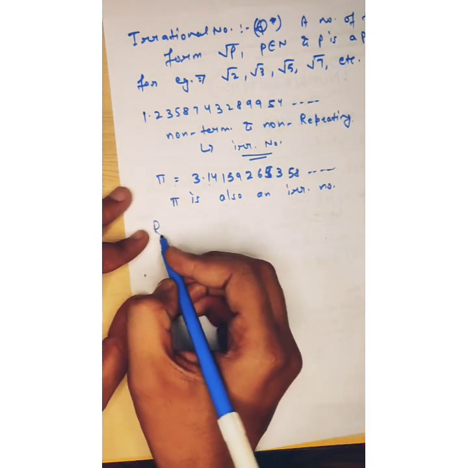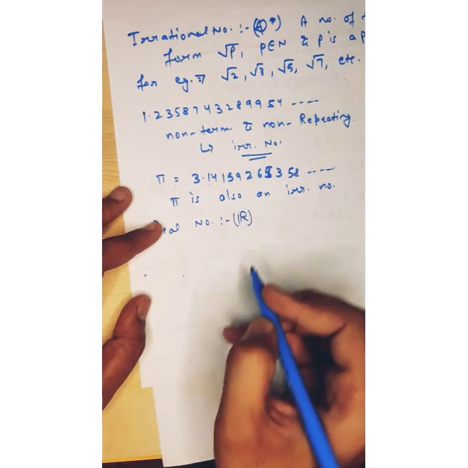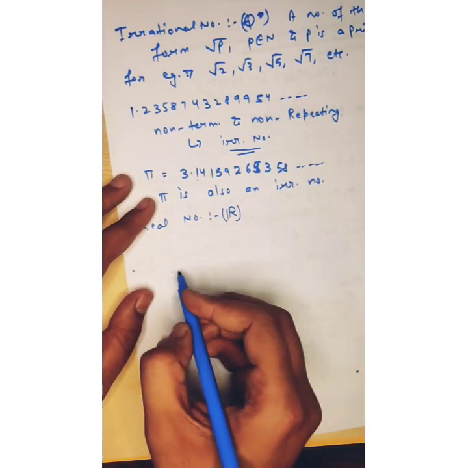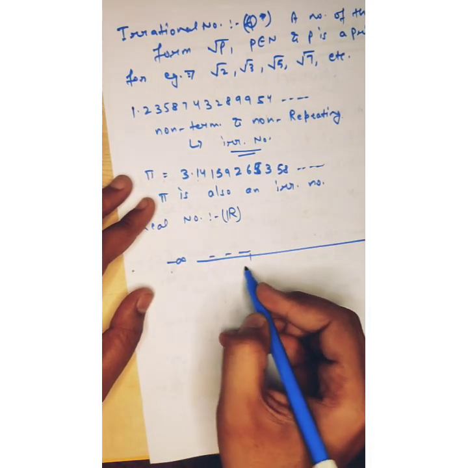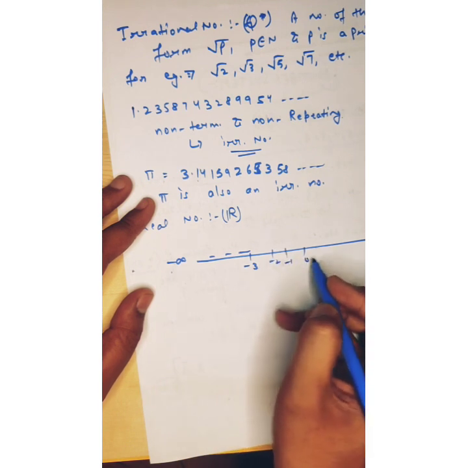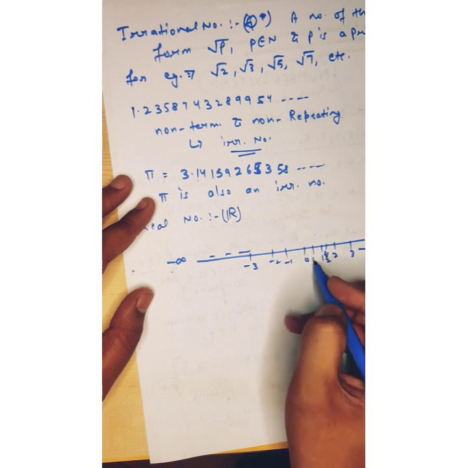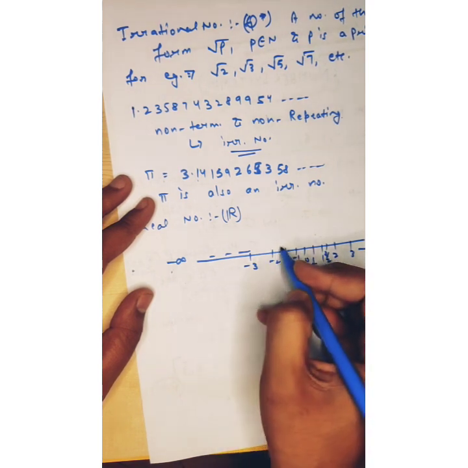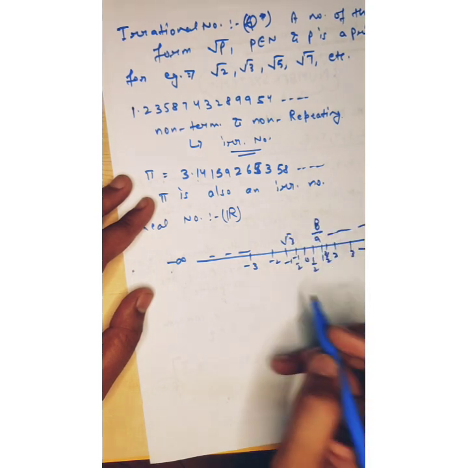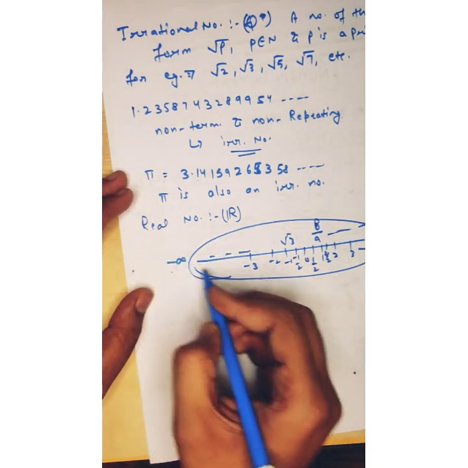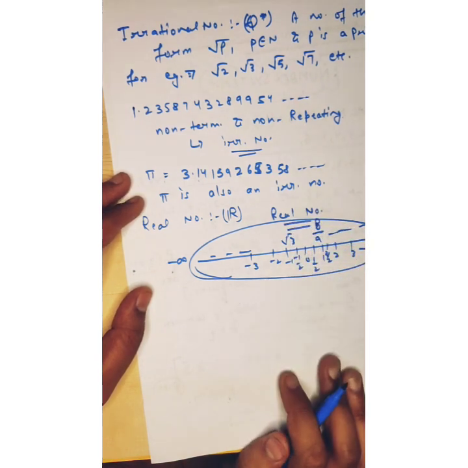Now the last but not the least, real numbers, which are denoted by capital R. Now what are real numbers? All the numbers from minus infinity to plus infinity, like -3, -2, -1, 0, 1, 2, 3 and so on, 1/2, all the negative ratios, all the roots, all the ratios, we can say 8/9 and so on. All the numbers which are represented on a real line are known as real numbers.